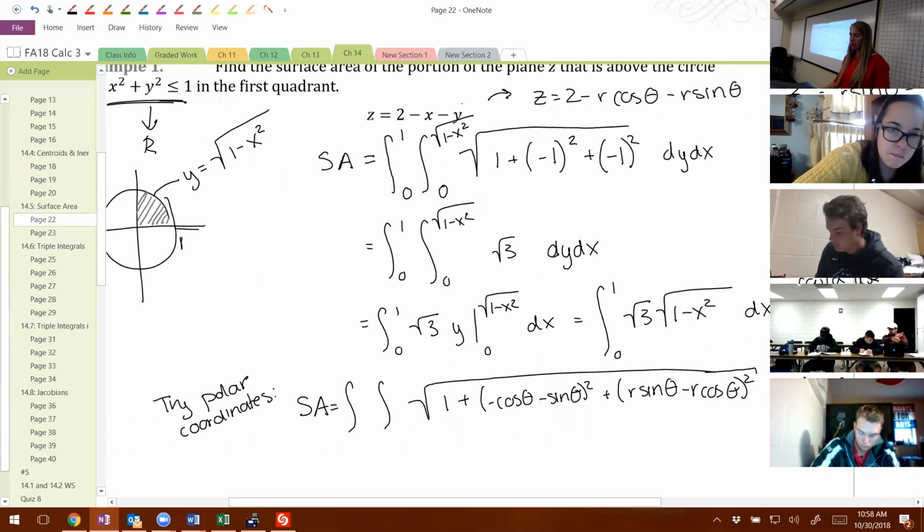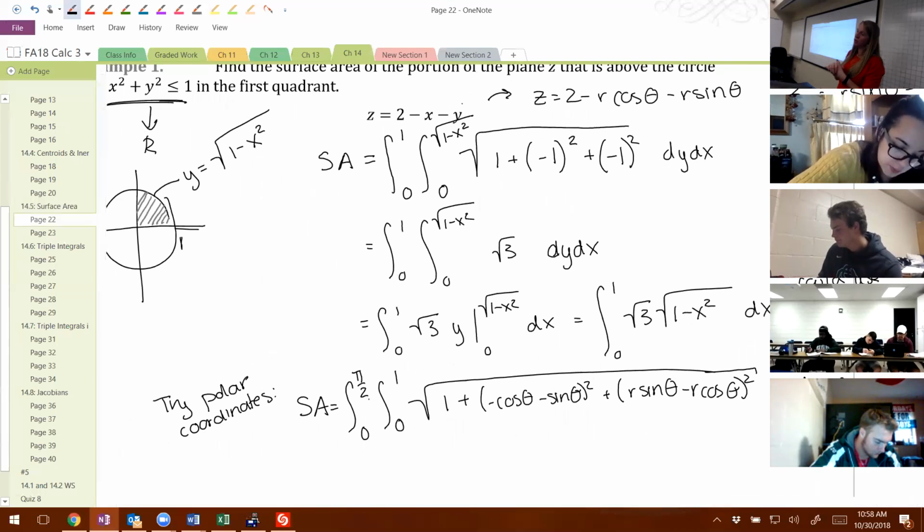What would be the limits of integration? So for r, what would our limits of integration be? 0 to 1. And for theta? 0 to pi over 2. This actually simplifies down quite a bit. So if you were to go through, and we won't work this, I'll just give you the answer. But if you were to go through and simplify this down, eventually, what does this simplify to?